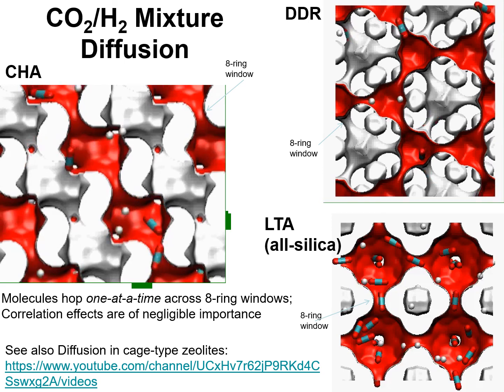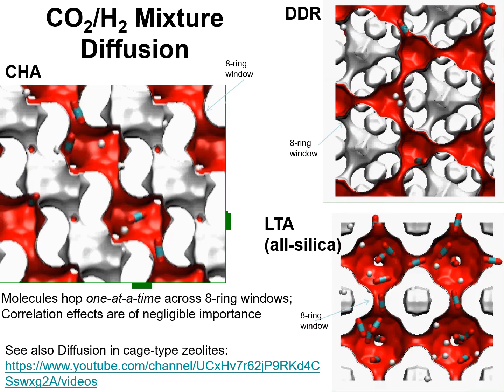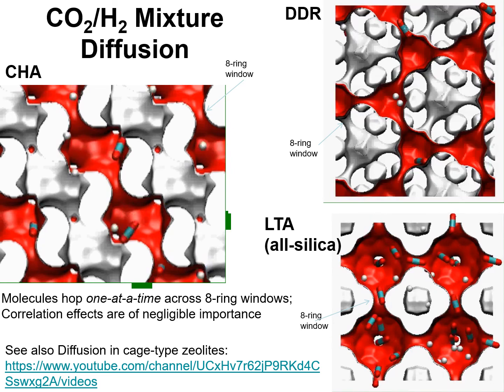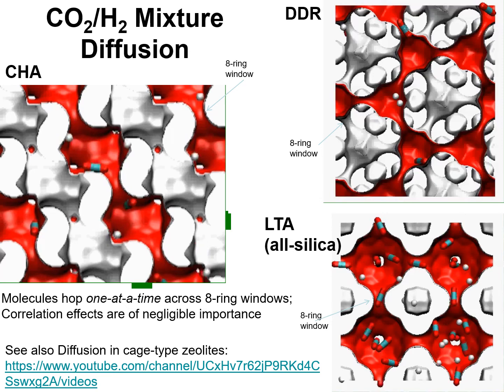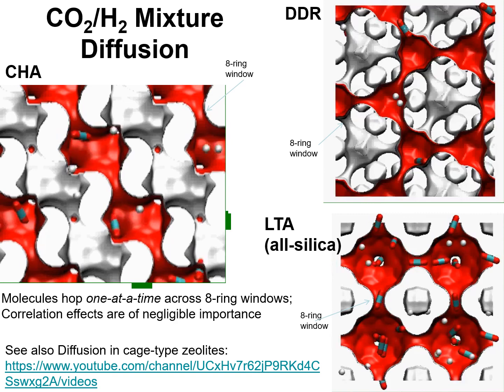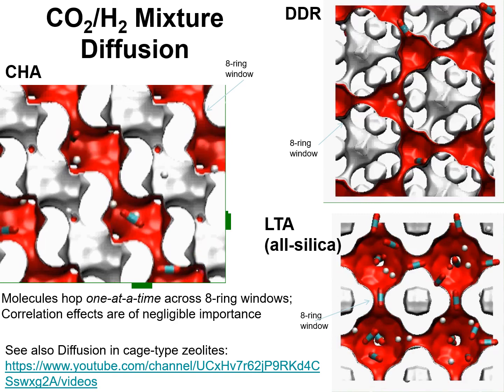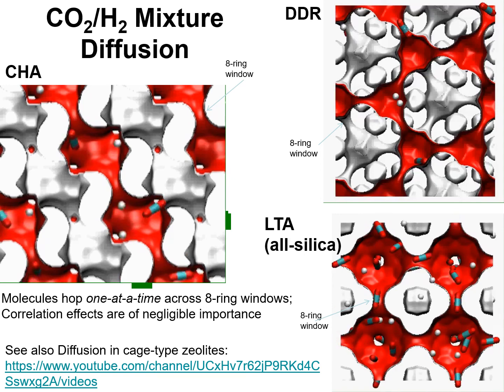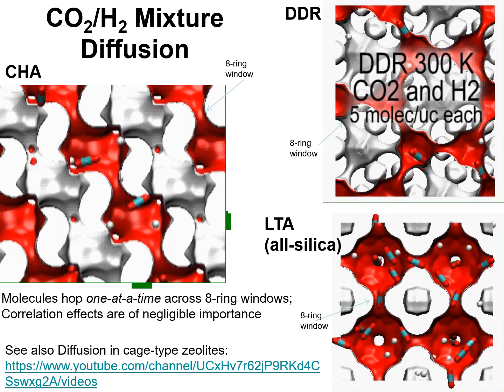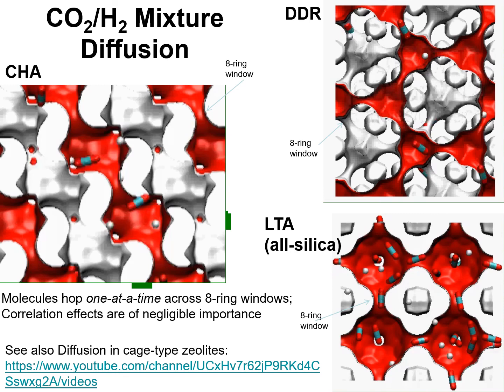The white spheres are hydrogen, and these pencil-like molecules are CO2. And you can see hydrogen undergoing intercage jumps, but one at a time. The same is true for DDR zeolite. Again, the white spheres are hydrogen, and you can see hydrogen undergoing intercage hopping, one molecule at a time.